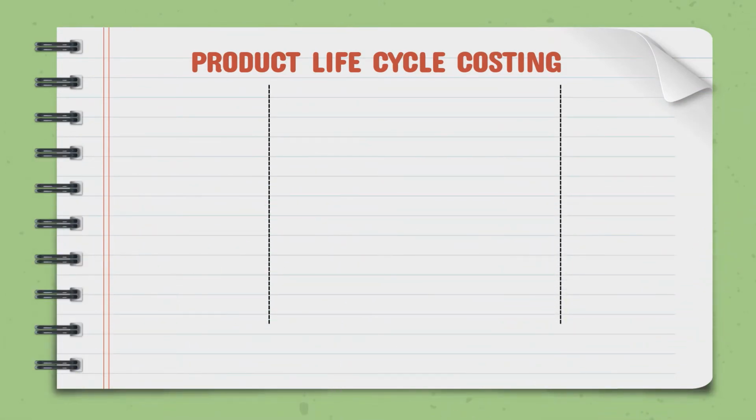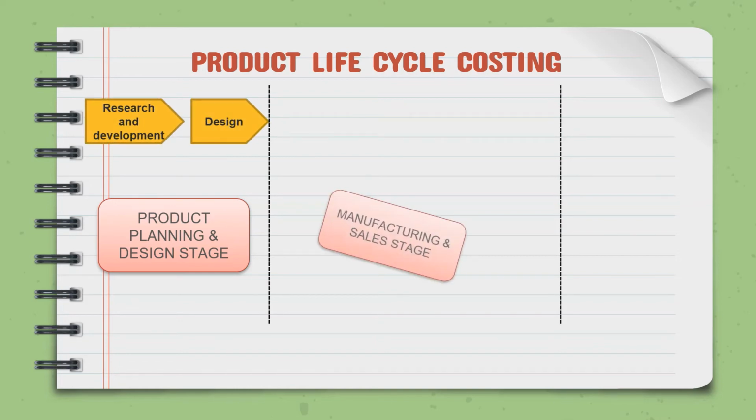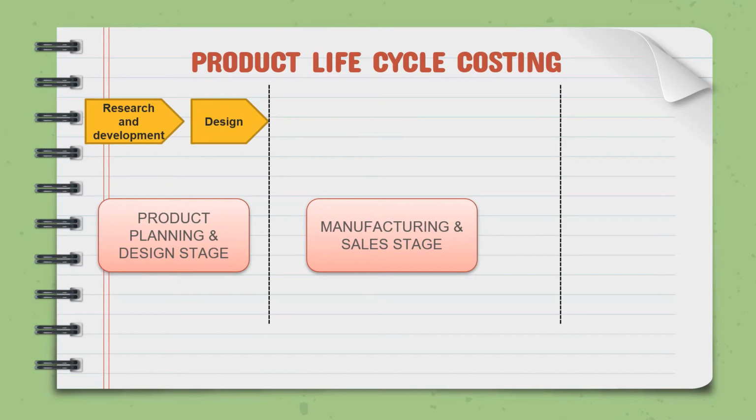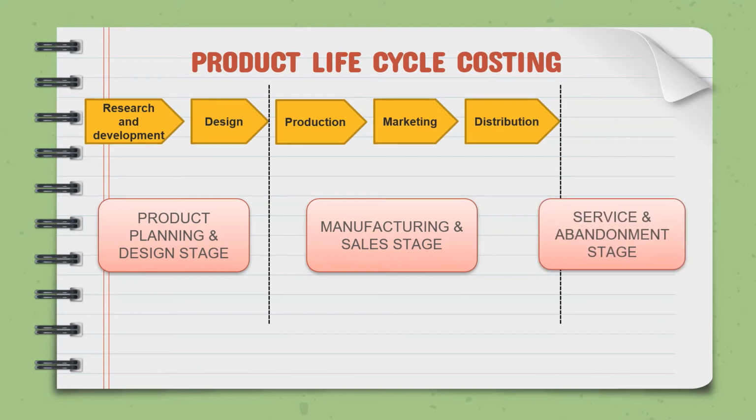Now, we take a look from the production perspective. For the product planning and design stage, we will incur research and development costs and design costs of the product. Next, the manufacturing and sales stage. This covers both growth and maturity in sales. All the manufacturing, marketing, and selling and distribution costs are incurred at this stage. Last, the service and abandonment stage. It is after-sales service, where the sales volume and demand will decrease.